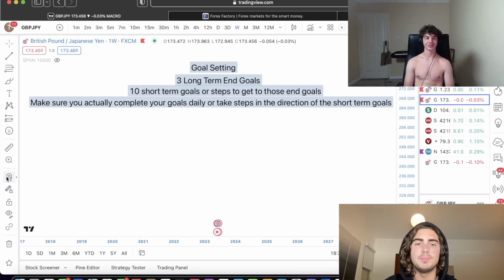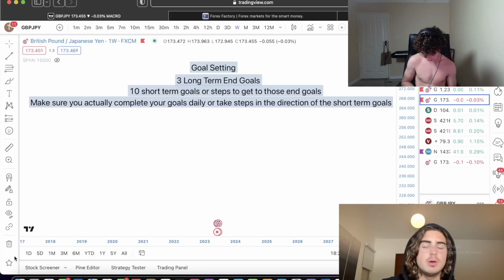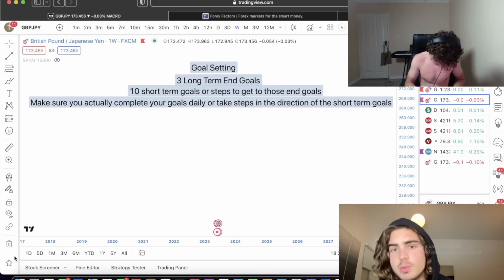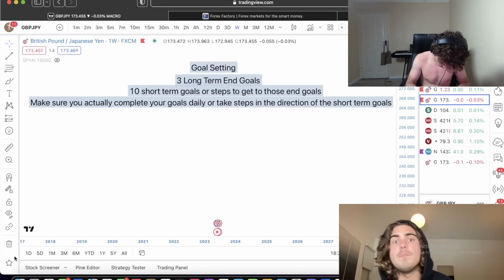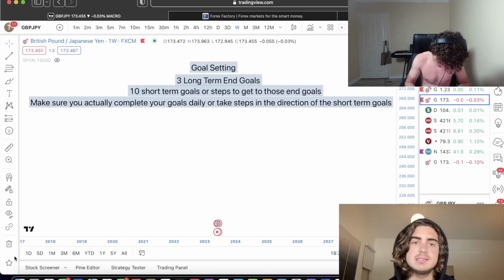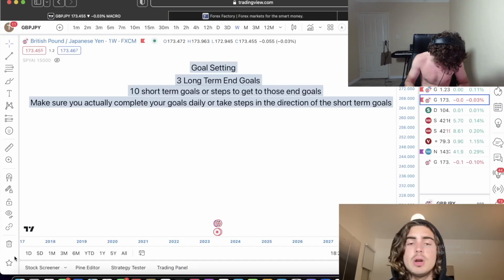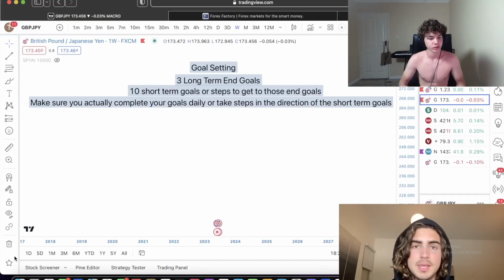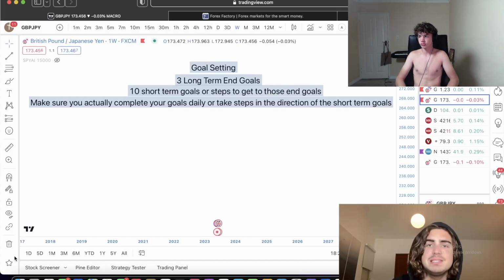make sure you actually complete your goals daily or take steps in the direction of the short-term goals. Those 10 short-term goals don't necessarily have to be doing one thing every single day. They can be, I am profitable for the month, because that's not necessarily a long-term goal. That's a short-term goal that can be hit. Or it can be, I am profitable on the week. That's a great place to start. How can you turn profitable in a week? By following little baby steps that you can keep in your mind.